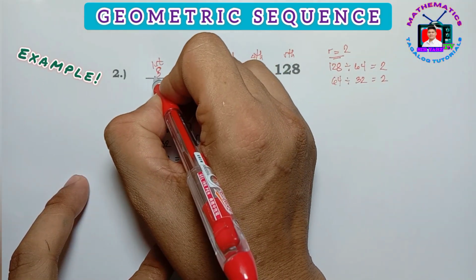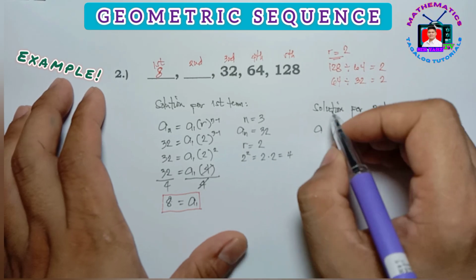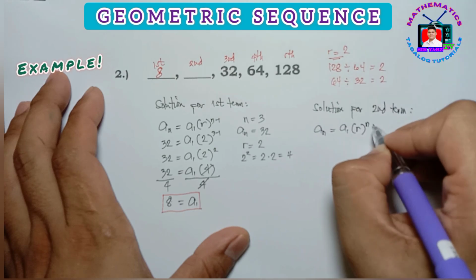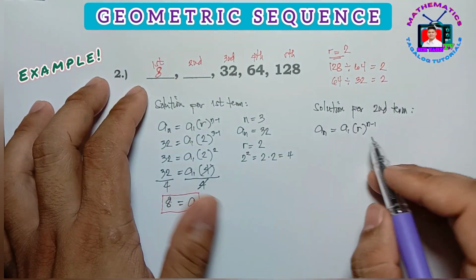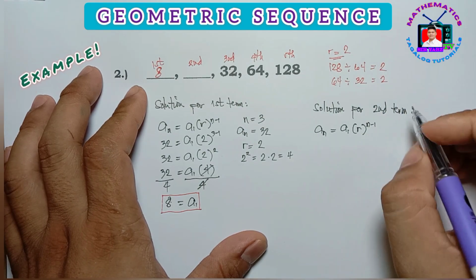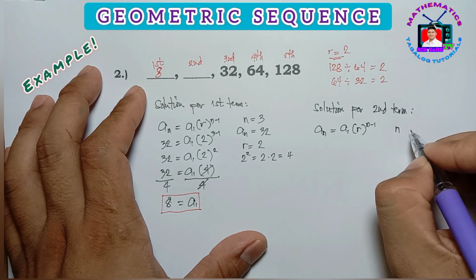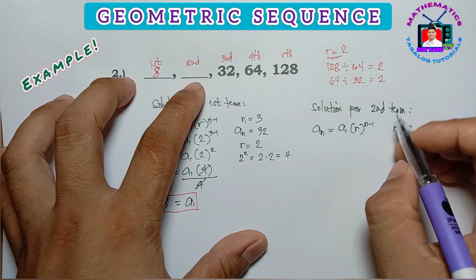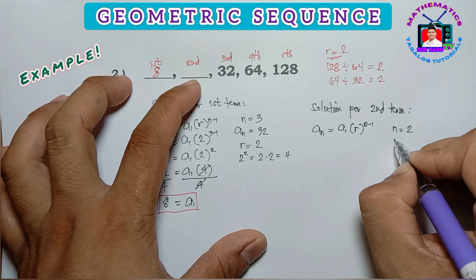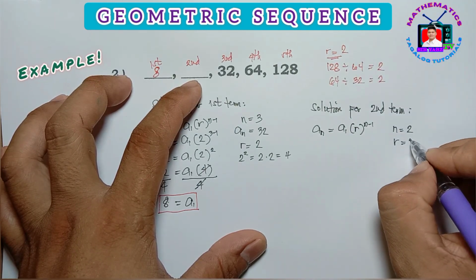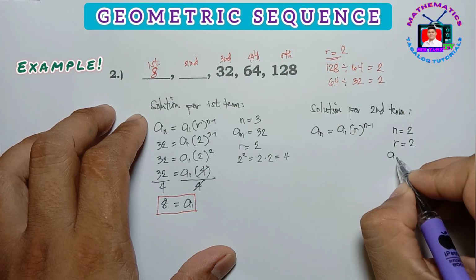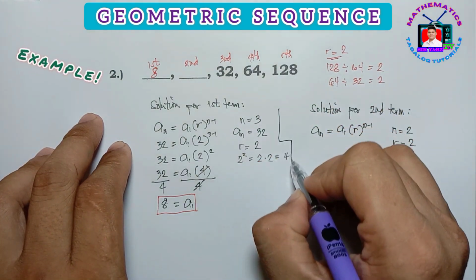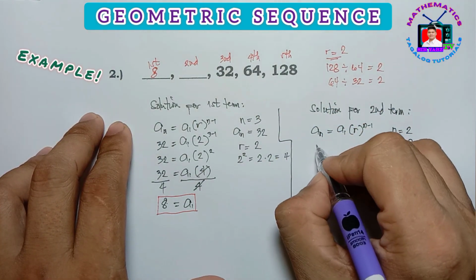Okay, now, since we have the first term, it is easy for us to solve for the second term. So, this is the solution for the second term. So, a sub n equals a sub 1 r raised to n minus 1. So, this time, we have to use our first term. So, the n we are looking for is the second term. So, our n is 2. Then, r, the common ratio, is 2. And then, our first term, this time we will use it, so we don't make a mistake in the second term. So, 8 is the first term. So, solving for the value of a sub n.